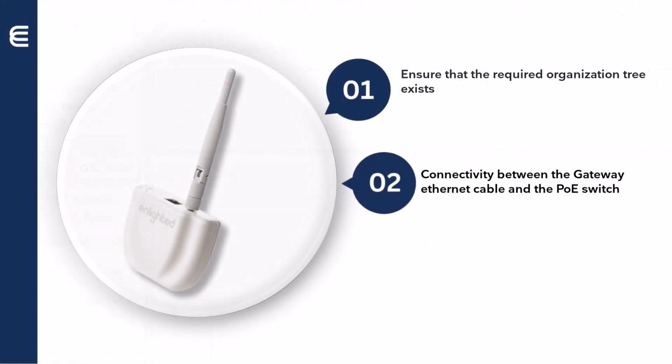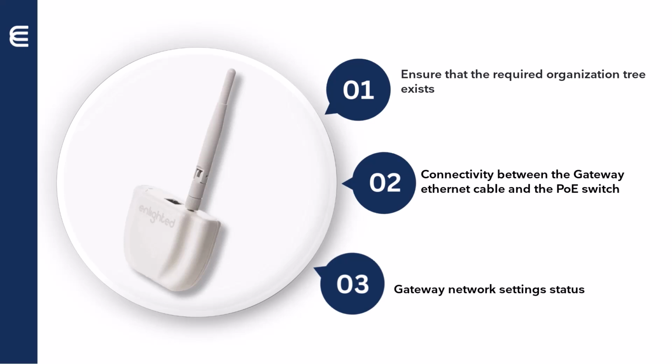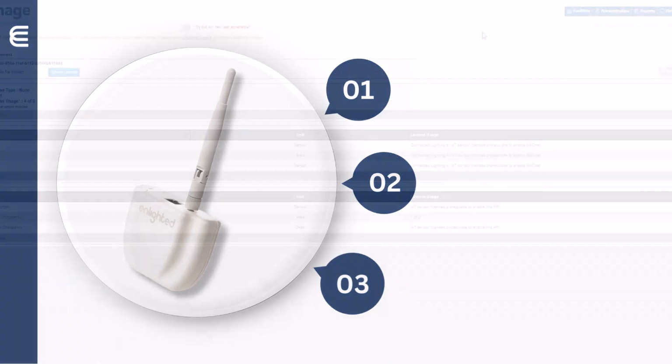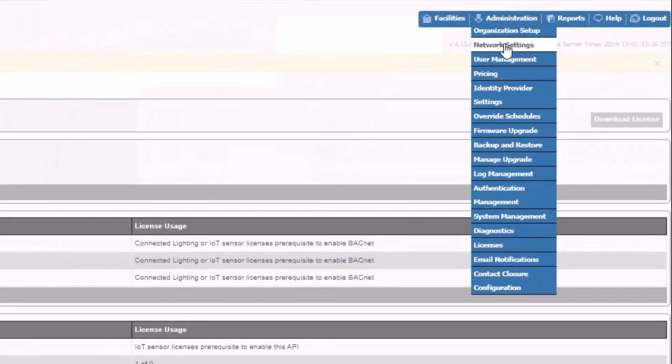Please make sure that the gateway Ethernet cable is connected to the PoE switch and verify if the PoE switch and gateway LEDs are blinking green. A fast blinking green light indicates that the gateway has received the IP address from Manage and is ready for commissioning. Verify if the gateway network settings are enabled or disabled. Based on that, the gateways can either be added manually or automatically discovered by Manage.